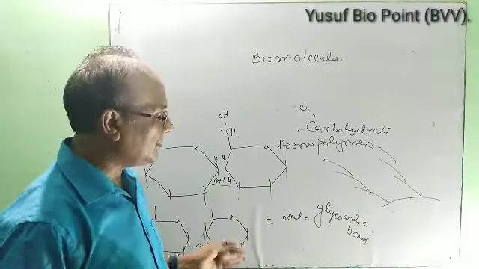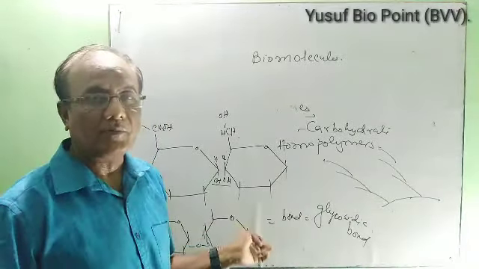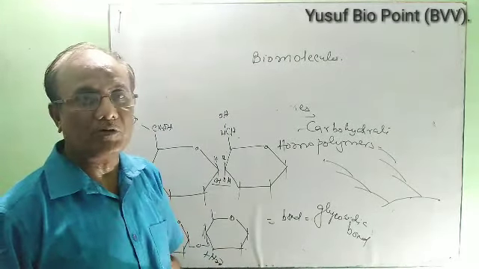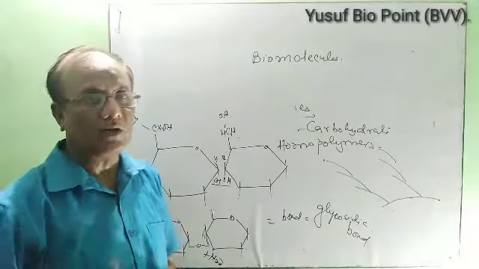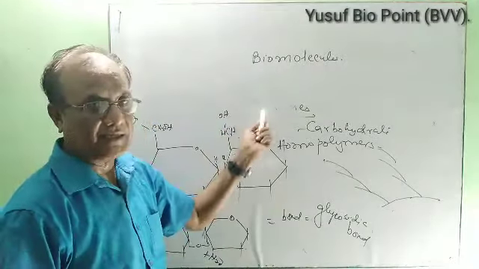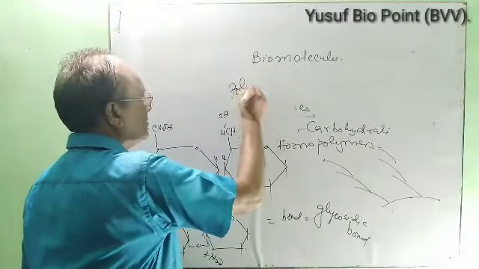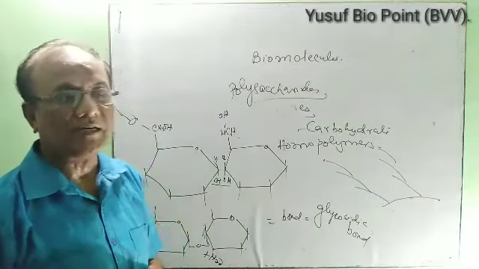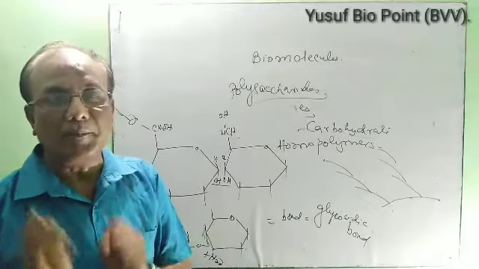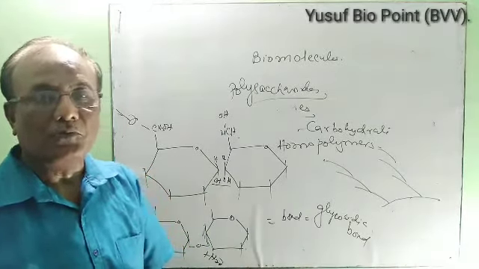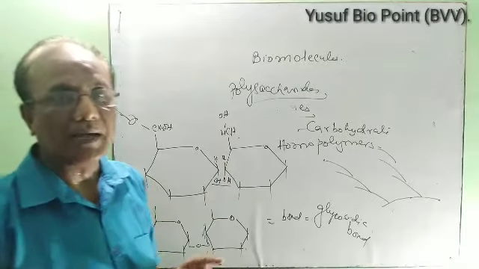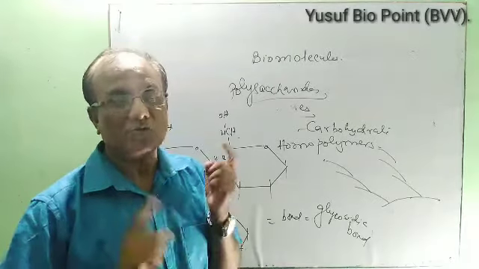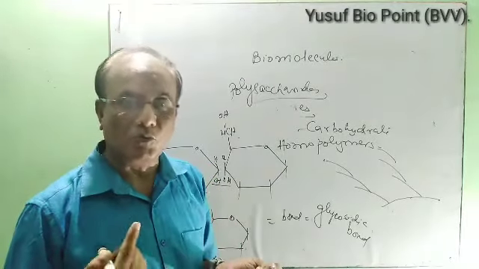In this way, many glycosidic bonds are formed and many molecules of glucose, fructose, whatever the molecule, attach to each other and form a long chain compound that is called polysaccharides. Polysaccharides form by the combination of many same type of molecules attached to each other by glycosidic bonds, and as many glycosidic bonds as form, the same number of water molecules will be liberated.